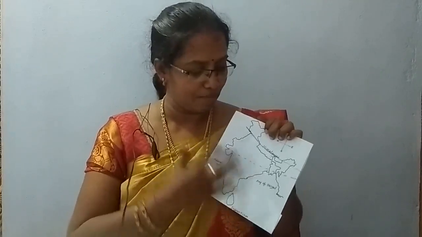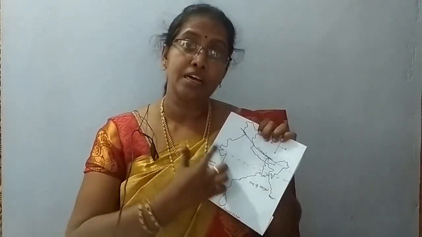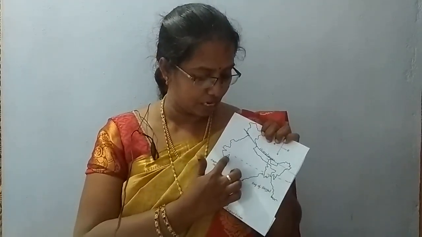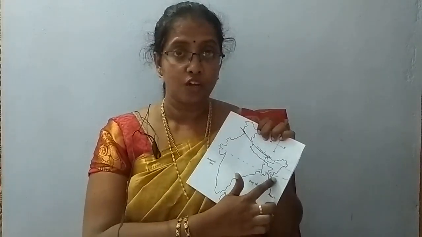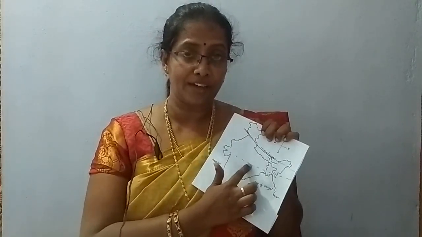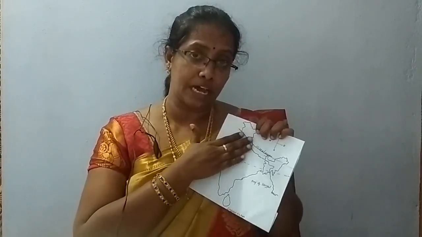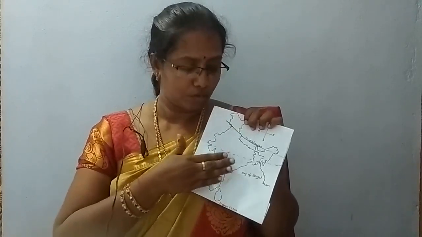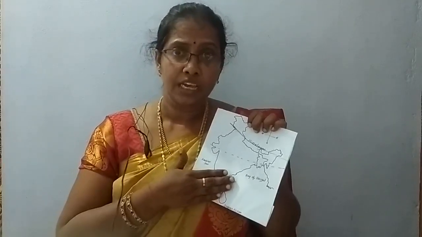Latitude is an imaginary line. Across India, the 23.5 degrees latitude line is the Tropic of Cancer. It has divided India into two places: the northern part of the Tropic of Cancer and the southern part of the Tropic of Cancer. The southern part of the Tropic of Cancer experiences high temperature.